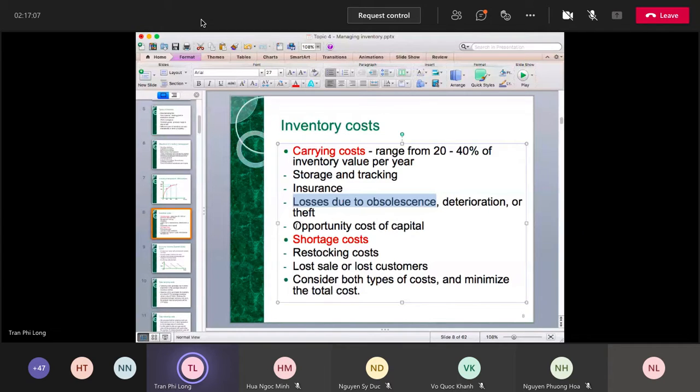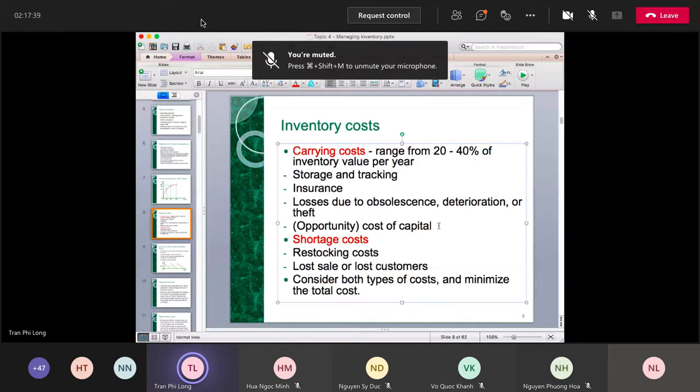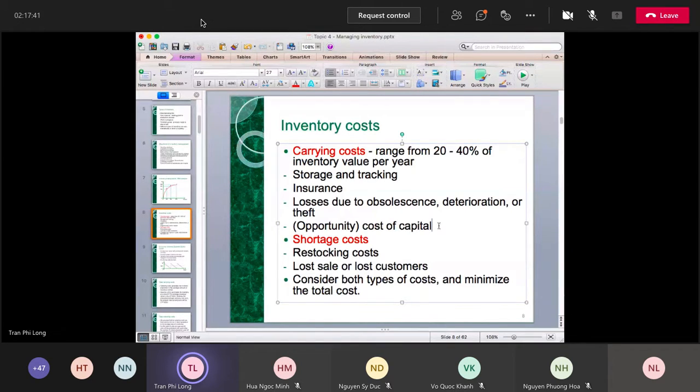And if you buy the inventory, you have to pay money. How can you have money? You have to borrow from some bank, for example. So if you store a lot of inventory, you will have a higher opportunity cost of capital. Basically, you will have to pay a high level of cost of capital. It may be either cost of debt or cost of equity, but in most cases, it will be the cost of debt.